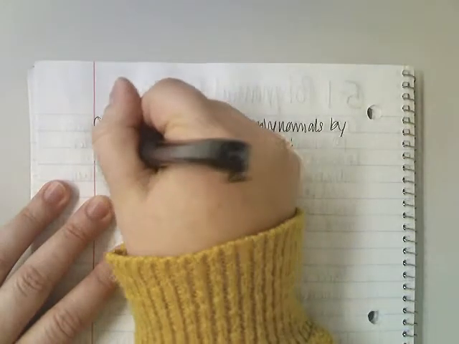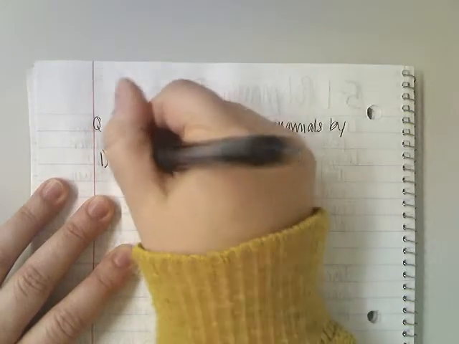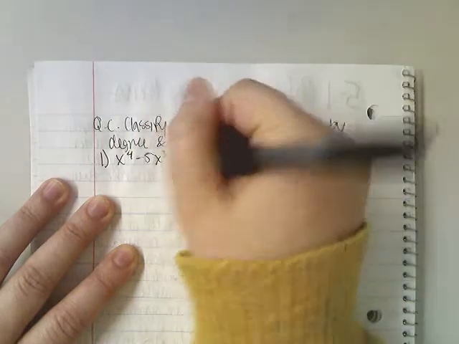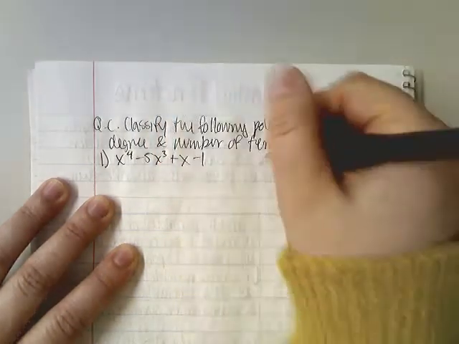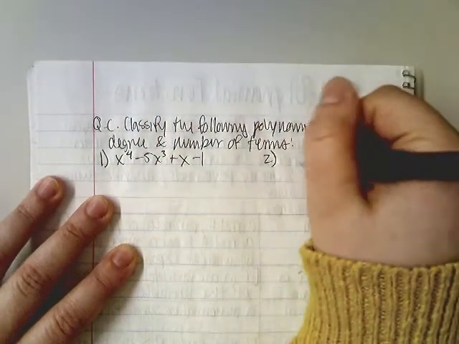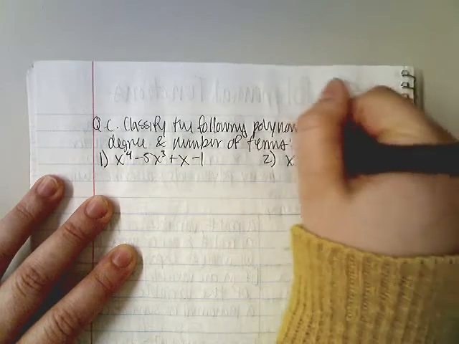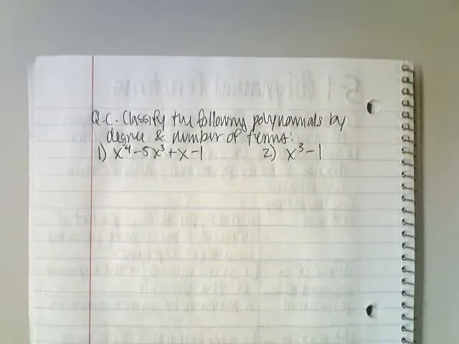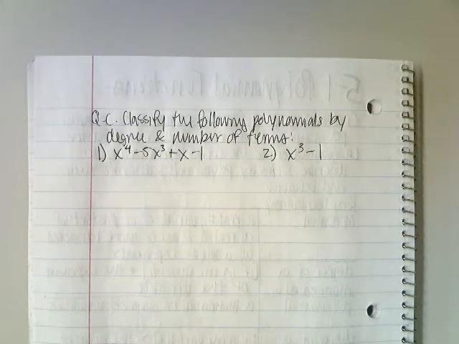So the first one I'll give you is x to the 4th minus 5x cubed plus x minus 1. And the second one I'm going to give you is x cubed minus 1. So try classifying those on your own. I'm going to go over them now.